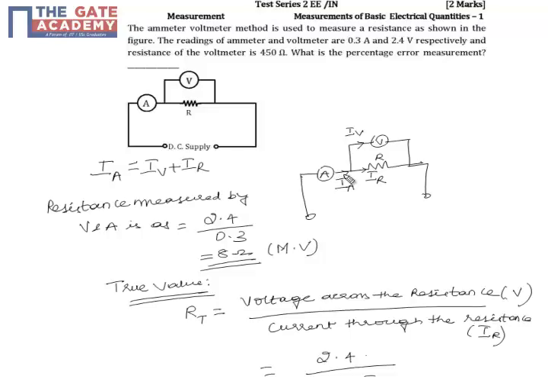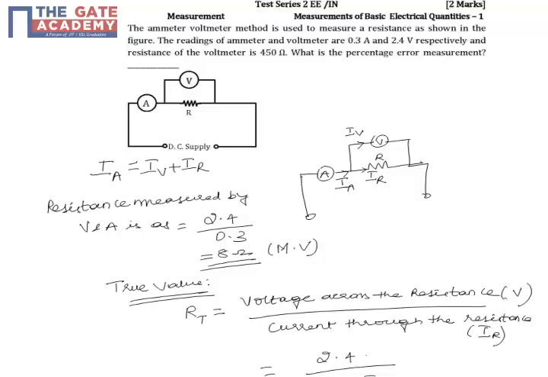So from this diagram we can see that the ammeter reads a combination of two currents, which is the current flowing through the voltmeter as well as through the resistance. So here I have written that the current reading is nothing but the current through the voltmeter plus the current through the resistance, which are two parallel branches, which you can see from the circuit diagram.